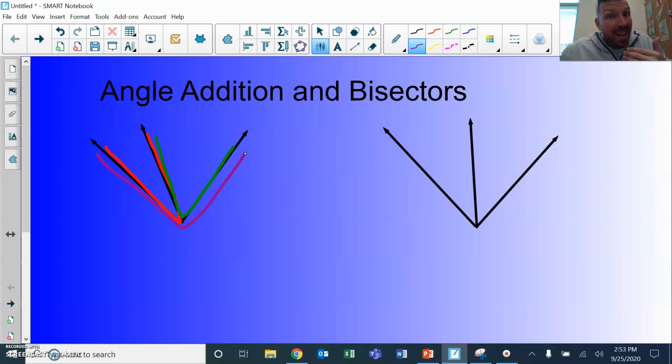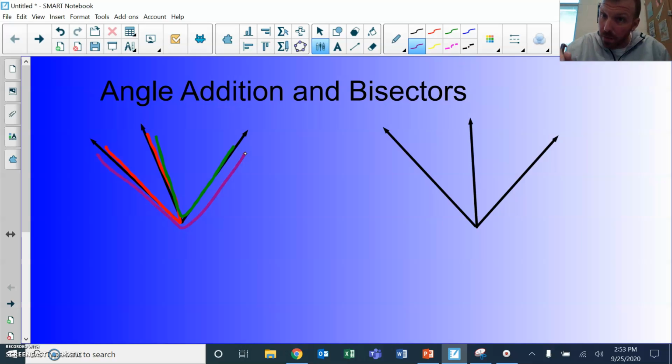So similarly, if you take the purple one and you subtract it from the green one, it's going to give you the red one. I'll say it again. If you take the purple measurement and you subtract the green one, it's going to give you that red one. All right? That's angle addition. So if you add the two small ones, you can get the large one. But if you know the large one and you know one of the smaller ones, you can subtract them and get the other one. All right?